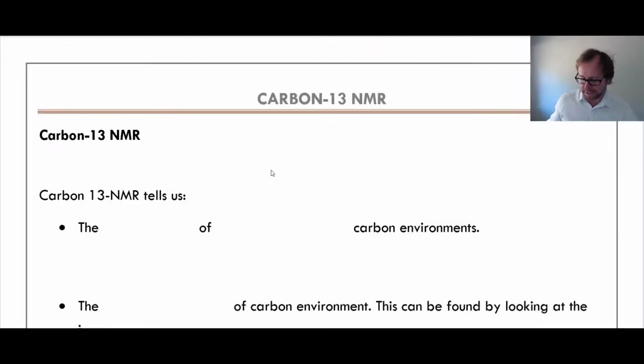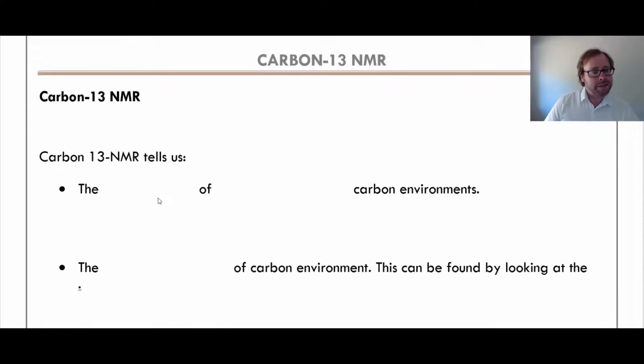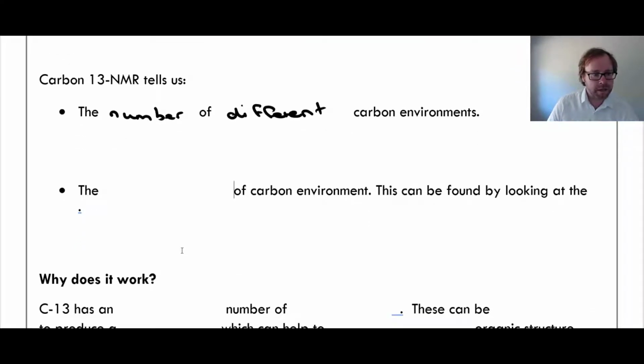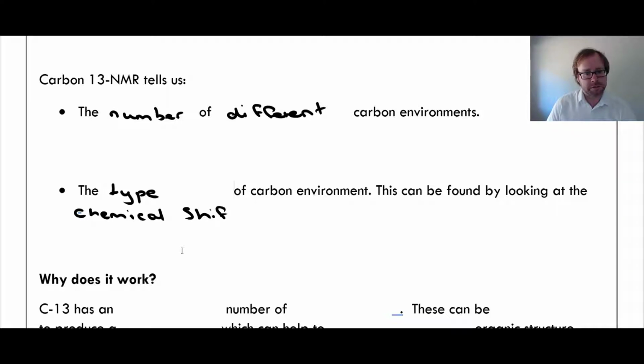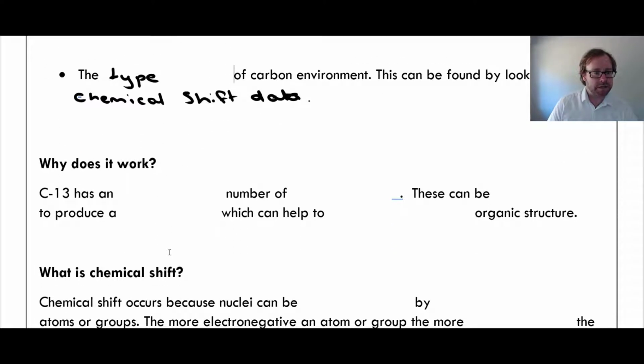So Carbon-13 NMR tells us the number of different carbon environments. It also tells us the type of carbon environment. This can be found by looking at the chemical shift data. Okay, so a very brief section on how it works.